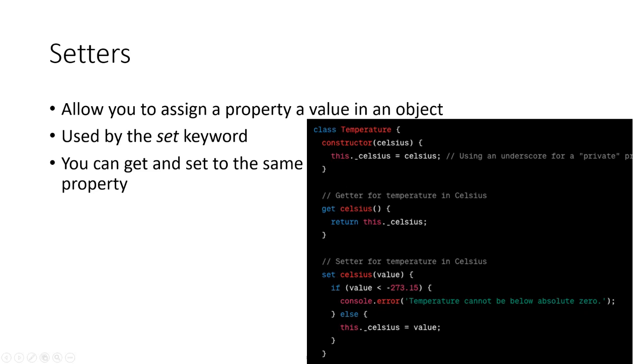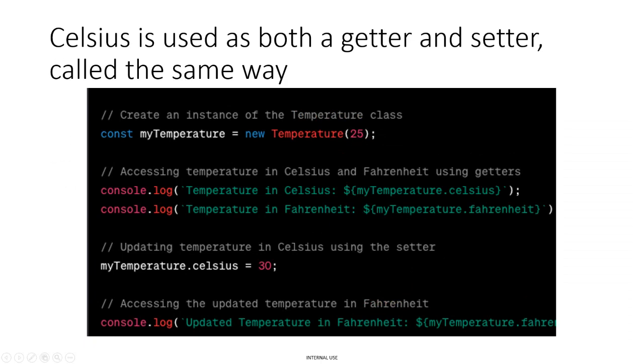Just make sure that you don't get confused when you do that. I guess it wouldn't be too confusing because you will know when something's an assignment versus when something is, hey, just print this. And I don't want to get ahead of myself. We're going to talk about the advantage of using a getter and a setter. So in here, Celsius uses both a getter and a setter, and it's called in the same way.